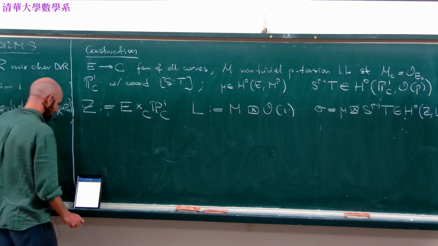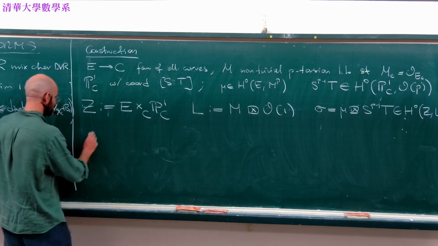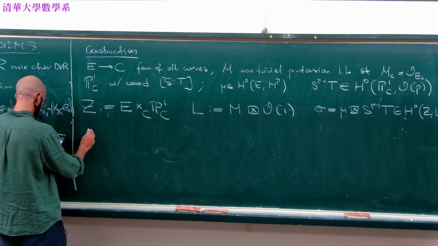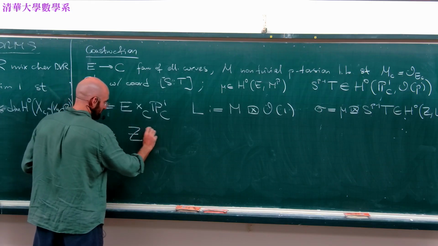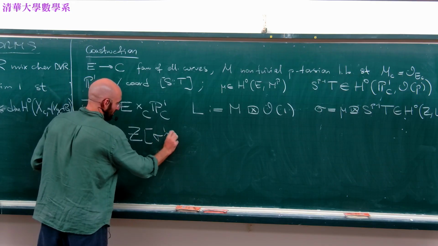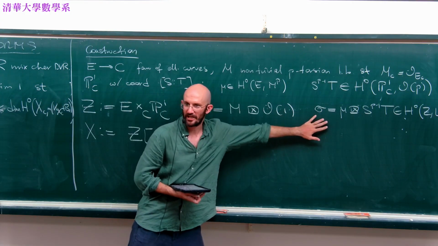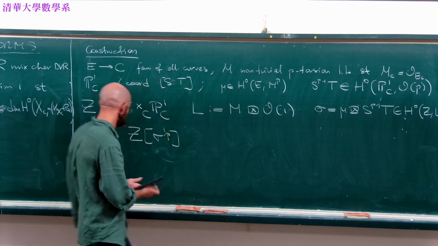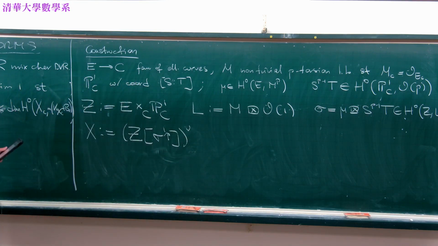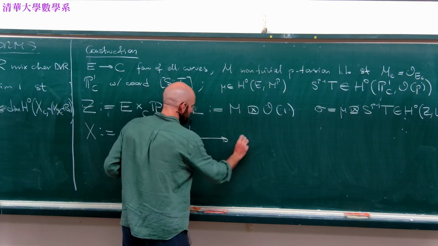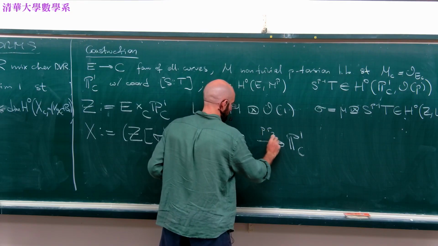Okay. And then I consider X to be, I take Z, and then I extract the pth root of this guy. So it's a standard branched cyclic covering construction. And then I need to normalize just to get rid of some singularities. So this guy just maps to Z, which maps to P1 over C via the second projection.